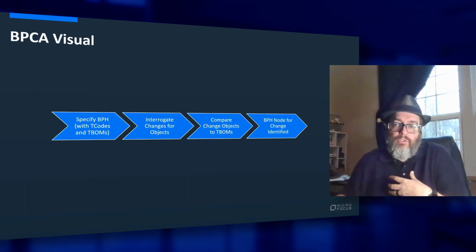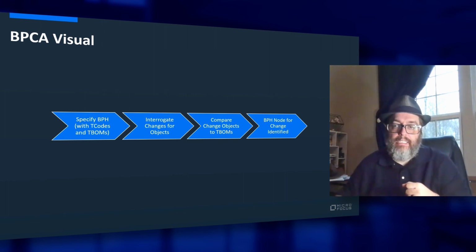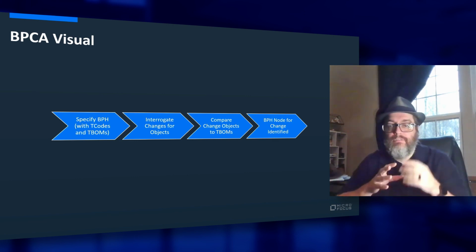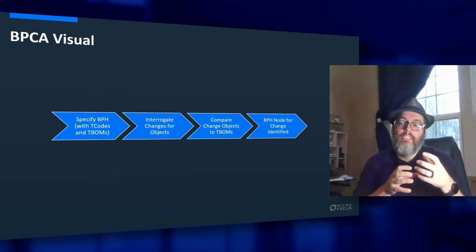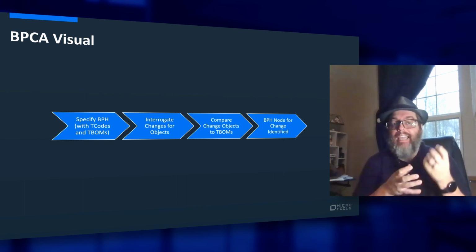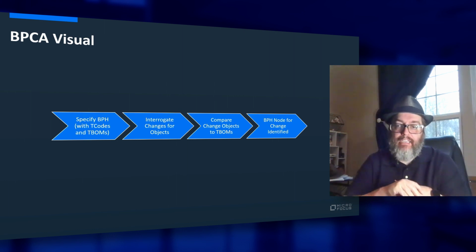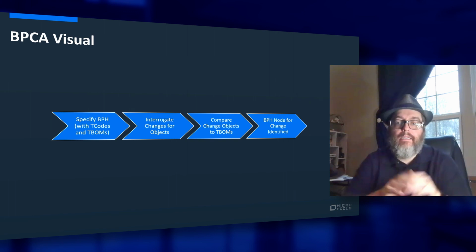I find it useful to see a visual representation of processes because I'm a visual person. So here's a representation for the BPCA process. In order to enable the process to deliver accurate run results, you must first specify the BPH, including the T codes, the transaction codes or executables, and their associated TBOMs. Next, you run BPCA against the change as we described in the previous slide.